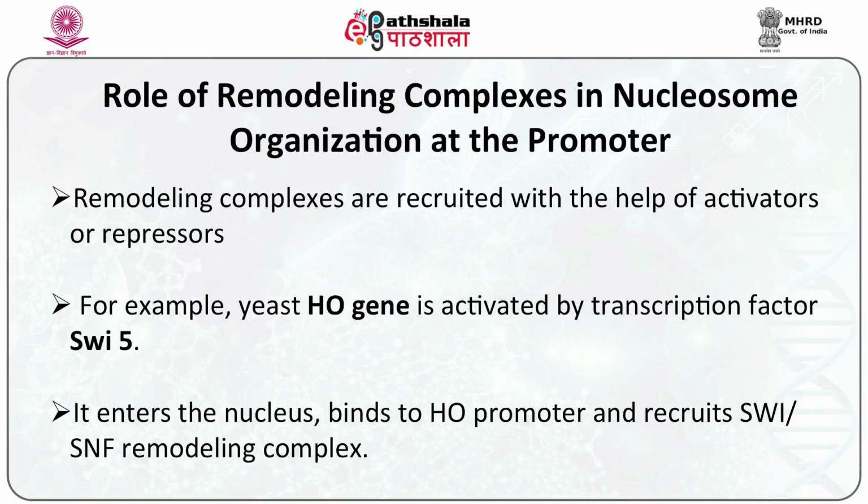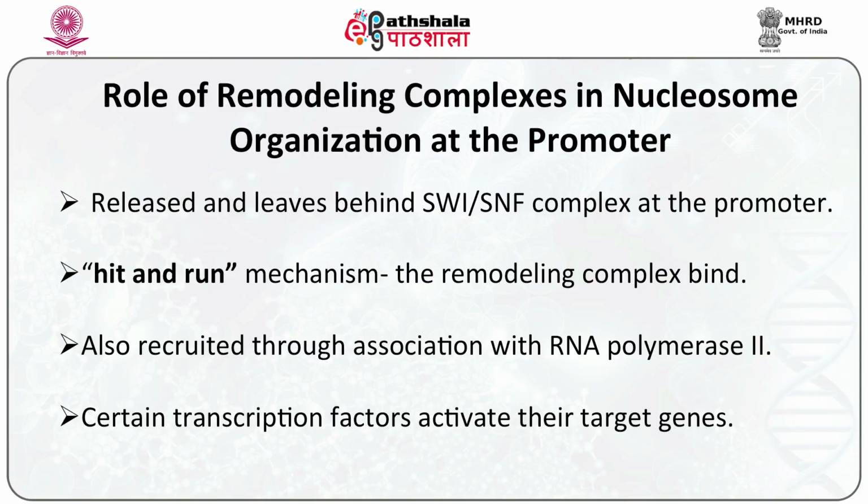Remodeling complexes are recruited to a specific site at the chromatin with the help of activators or sometimes by repressors. For example, the yeast HO gene, involved in mating type switching, is activated by the transcription factor SWI5. This transcription factor enters the nucleus near the end of mitosis, binds to the HO promoter and recruits the SWI/SNF remodeling complex to the promoter.